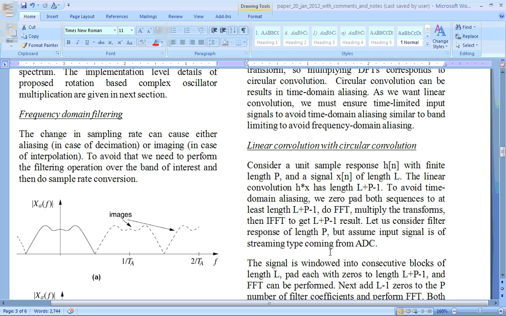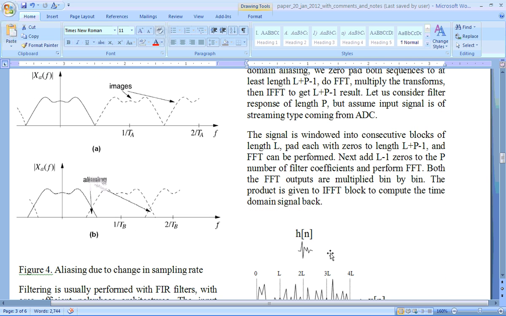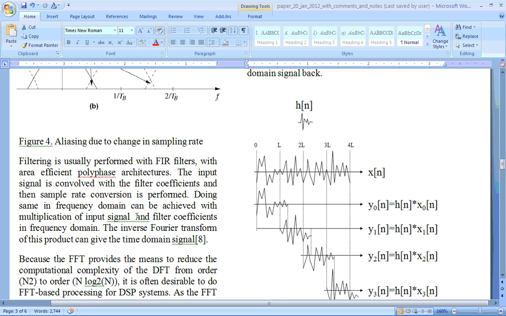So the change in sampling, now we are talking about how you achieve the sampling rate conversion. That is also in the frequency domain. The change in sampling rate can cause either aliasing or imaging. To avoid this, we need to perform the filtering operation over the band of interest and then do the sampling rate conversion. So we are trying to explain the aliasing, how it happens. This we know.